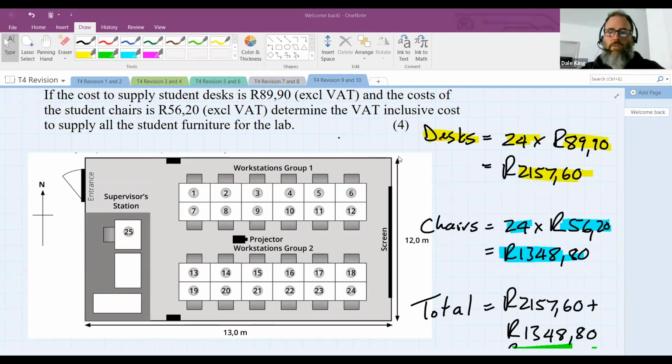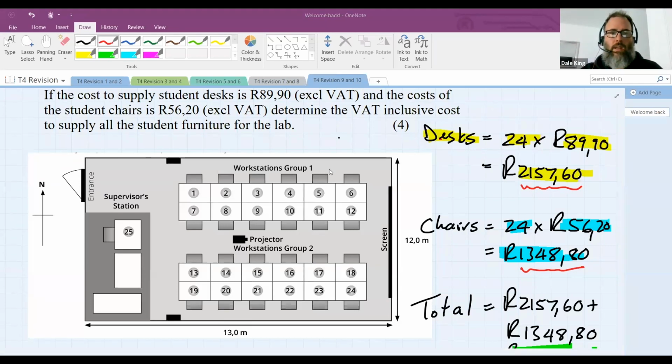So I need 24 desks. So I'm going to do 24 times 89 Rand 90. You obviously did that. Let's just get the total for that. In fact, we can even look at the numbers on the screen. So 2157, we're going to do this total here and this total here. I'm going to use those totals there.